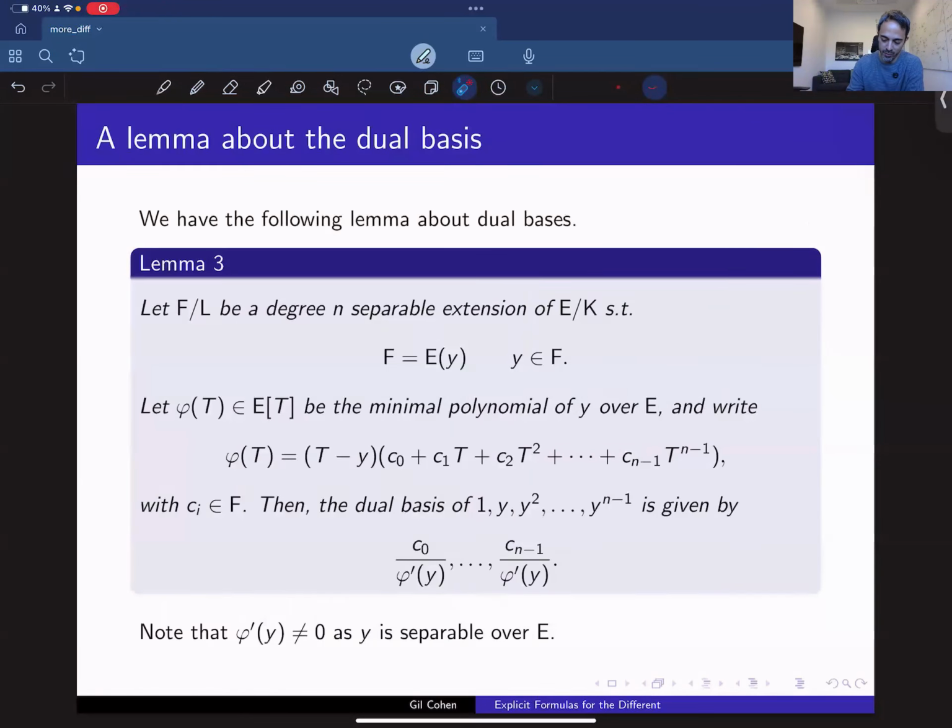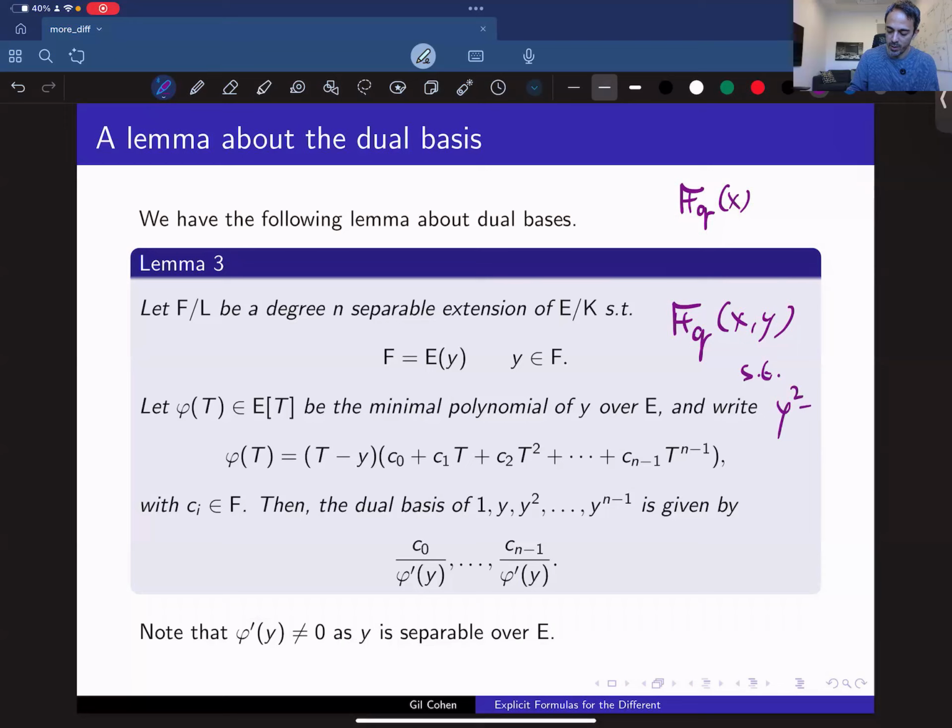Okay, and we finished, I think, with that lemma, the statement of this lemma, which tells you that if you have a finite, say degree n, separable extension of function fields, and y generates F from E. I mean, you know that there's always such a y using the primitive element theorem, but let's say you have a y like that. Actually, in our settings, you are going to generate F using E and a y, right? So for example, in our settings, you have maybe F_q(x), and then you're going to extend it to F_q(x, y) such that, say, y squared is x cubed minus x.